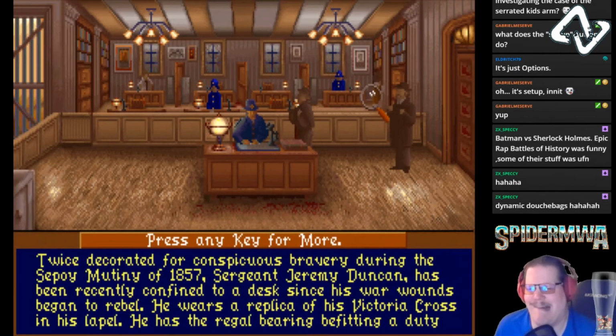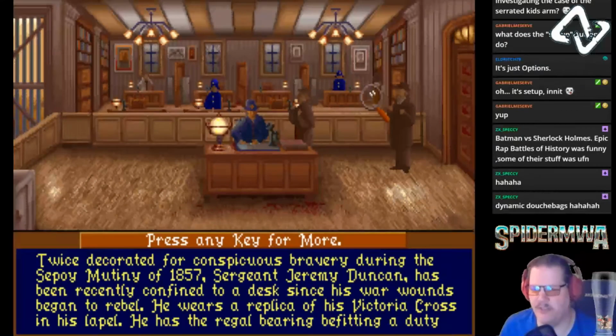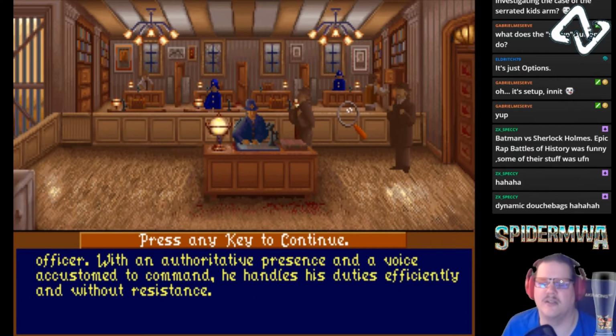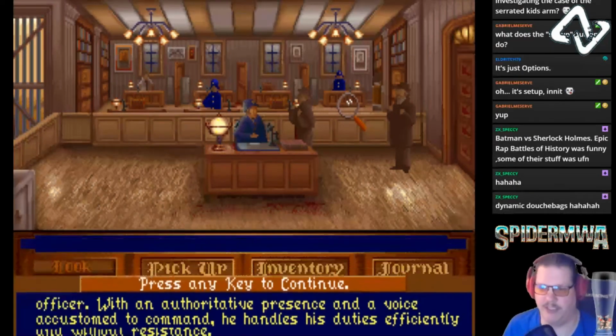Duty officer. Twice decorated for conspicuous bravery during the Sepoy Mutiny of 1857, Sergeant Jeremy Duncan has been recently confined to a desk since his war wounds began to rebel. He wears a replica of his Victoria Cross in his lapel. He has the regal bearing befitting of a duty officer. With an authoritative presence and a voice accustomed to command, he handles his duties efficiently and without resistance.